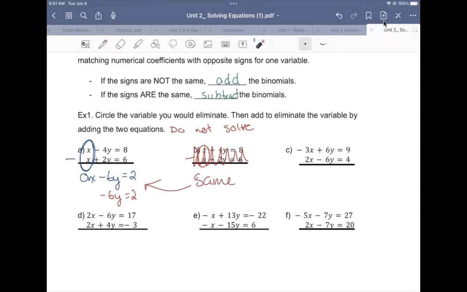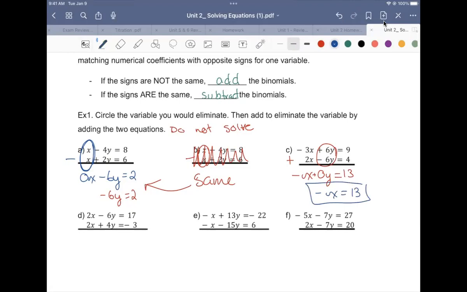I can see negative 3x plus 2x. They're opposite signs, but the coefficients are not the same. And if I look at y, I can see positive 6 and negative 6. So I'm going to choose these two because positive 6 minus negative 6 is going to be equal to 0y. So in this case, the signs are opposite, so I'm going to add them together. So negative 3 plus 2x is going to give me negative x plus 0y. 9 plus 4 is going to give me 13. So if I simplify that down, negative x is equal to 13.